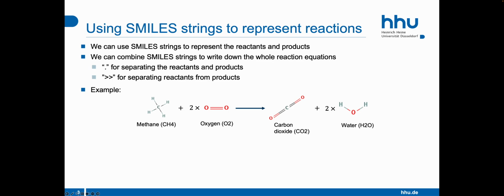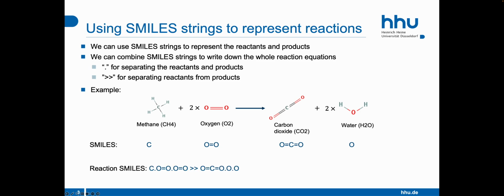Here we have again our methane combustion reaction, and below the reactants and the products I'm adding the SMILES strings of these molecules. We see, for example, that we have for methane a single C because we can infer the 4 missing hydrogen atoms, and similarly we write a single O for water because we can infer the missing 2 hydrogen atoms as well. We now combine this into a reaction SMILES string.